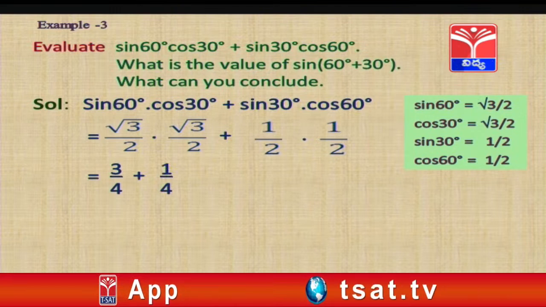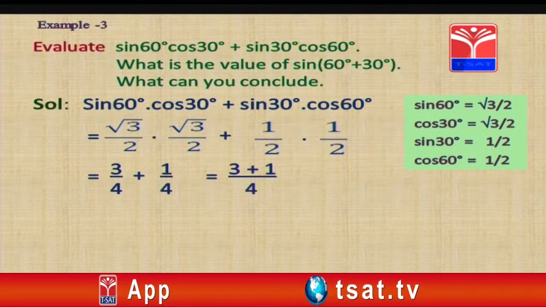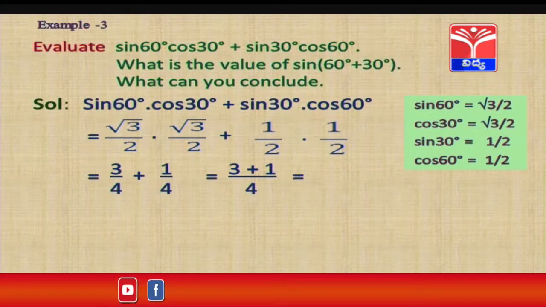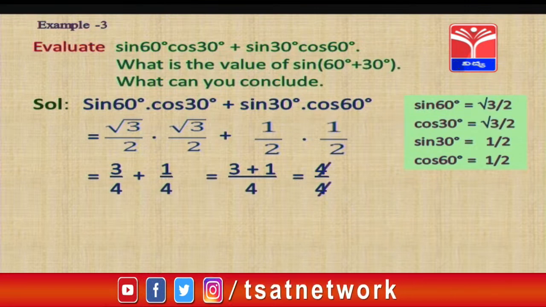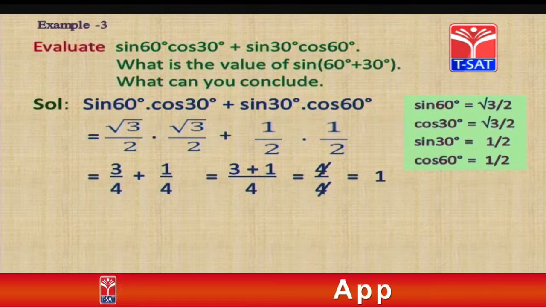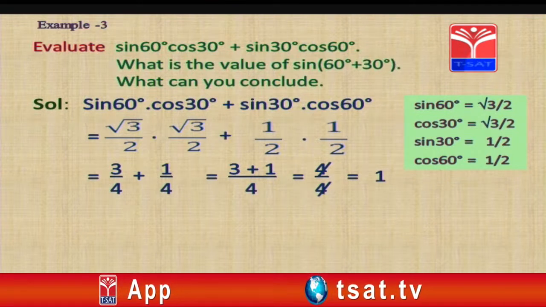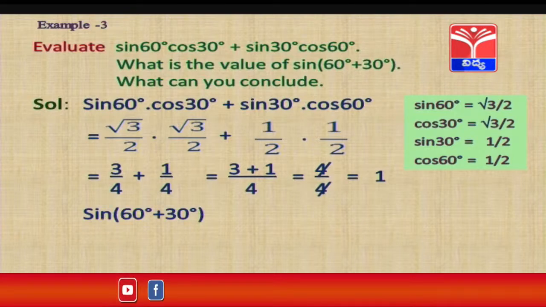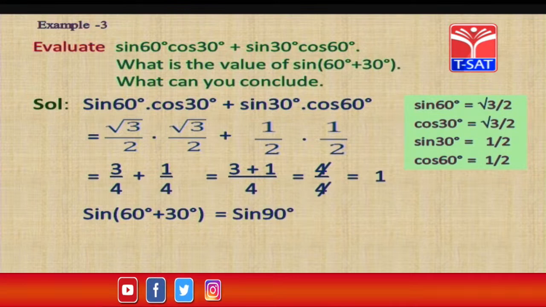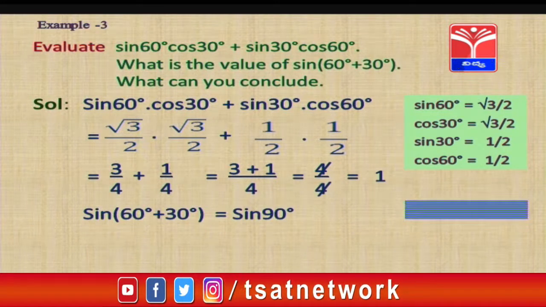If you go for the LCM and add them, what you will get? The LCM is 4, the numerator becomes 3 plus 1, that is called how much here? 4 by 4, which is called how much here? 1 is the answer for you. This is the sin 60 degrees into cos 30 degrees plus sin 30 degrees into cos 60 degrees. Now, let us see what is the value of sin of 60 degrees plus 30 degrees. Sin 60 plus 30 is equal to how much? I can write it as sin 90 degrees, whereas sin 90 degrees is how much?